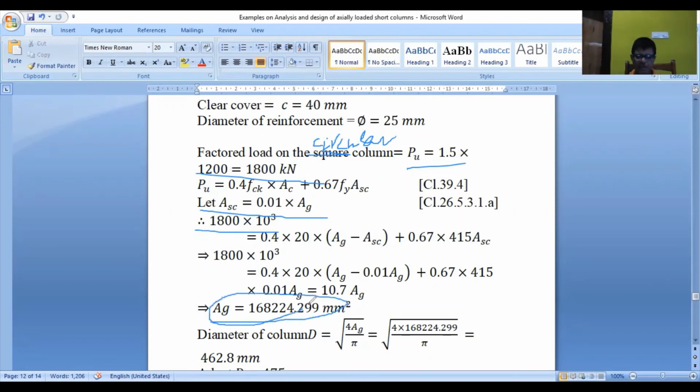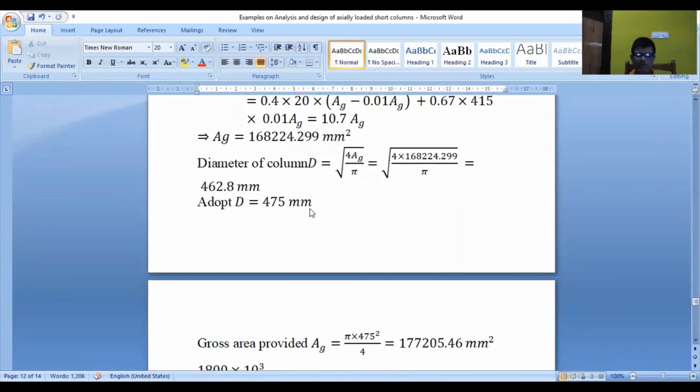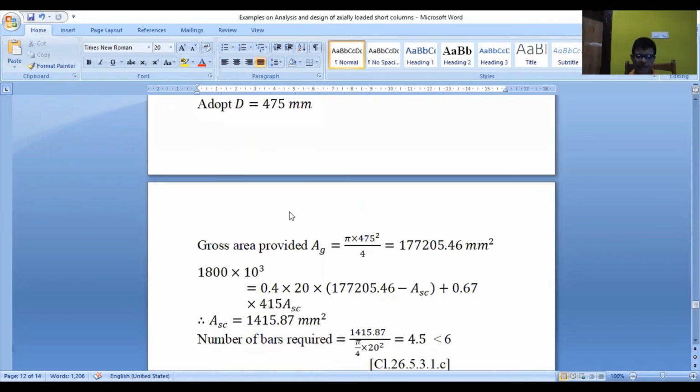So first you find the gross area. Now once you find the gross area, find the diameter of the column, because pi by 4 d square is equal to gross area. So from this you can find the diameter. Now the diameter comes out to be 462.8 millimeter, so you adopt a higher value than that. So we adopt here 475 millimeter. Now what is the gross area? So pi by 4 times 475 square.